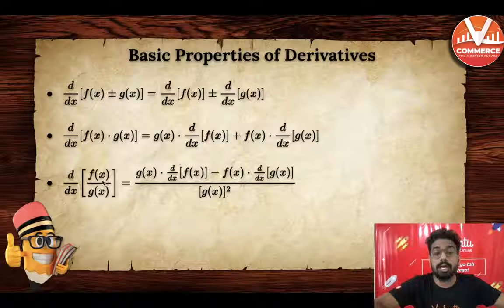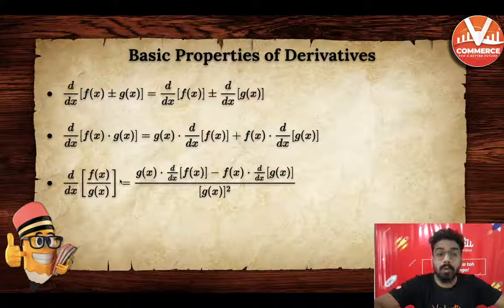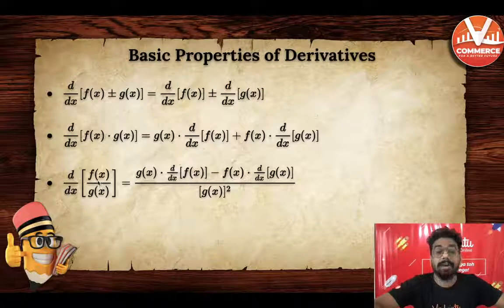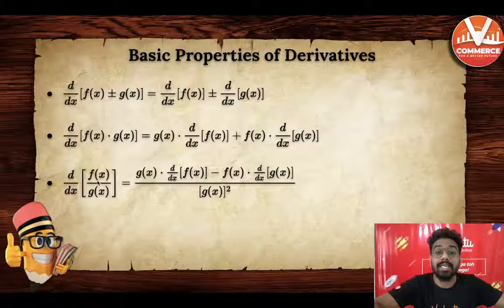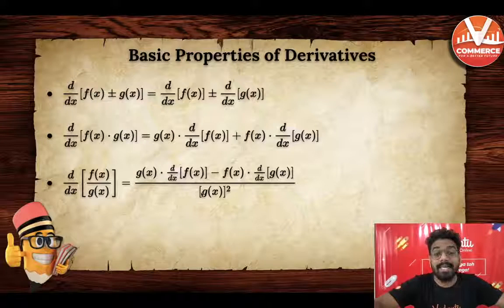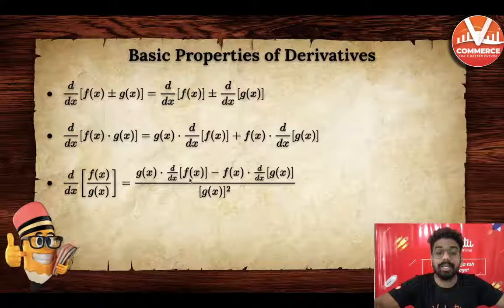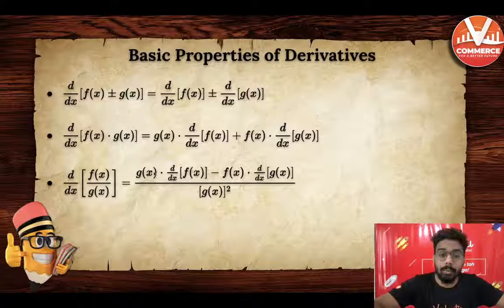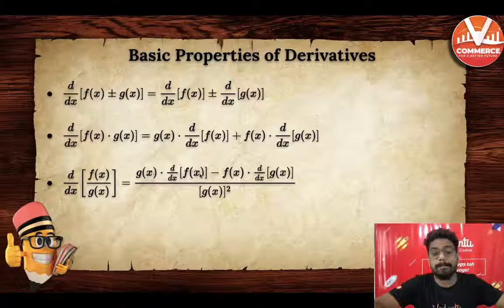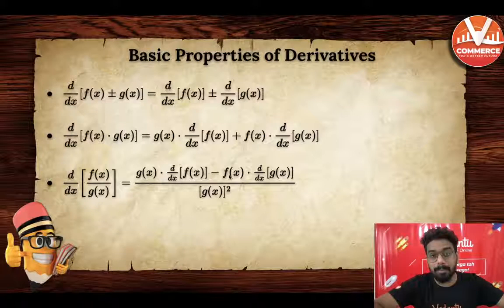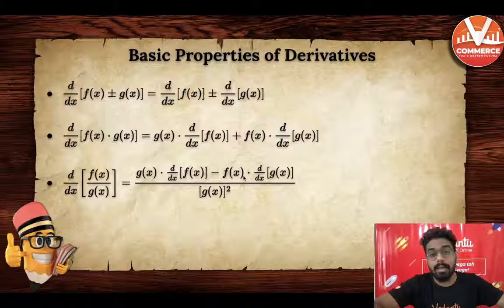Now the next rule is the quotient rule. What is the quotient rule? It says when we have two functions in quotient form, in fractional form, take the denominator square, and then differentiate the numerator keeping the denominator in multiplication, minus keeping the numerator in multiplication, differentiate the denominator.